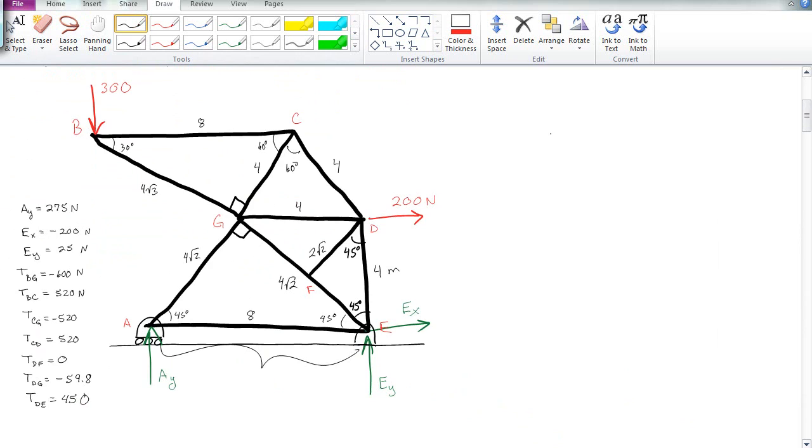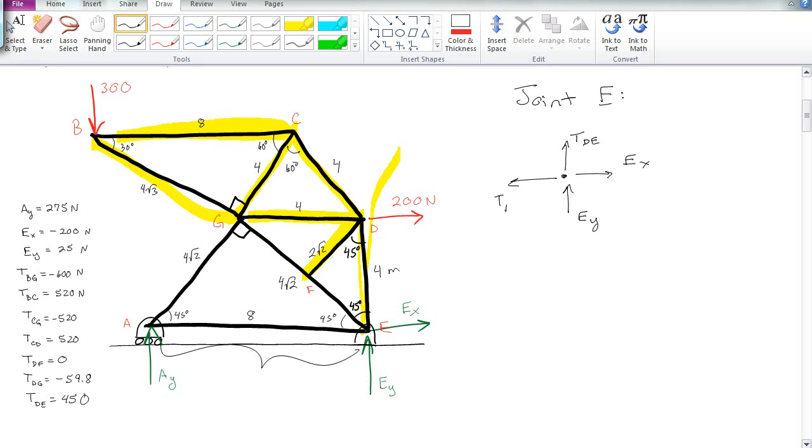Okay, let's do joint E, because I think we're only missing, so we've got this one, and this one, and this one, and this one, and this one, and this one, and this one. So if we do joint E, that'll help us finish off what we need. So joint E, she's got tension DE. She's got EX, yay, we get to use that. She's got EY. She's got AE. And she's got this 45-degree tension EG. We'll call her EG. Do we already have EG? No, we don't already have EG.